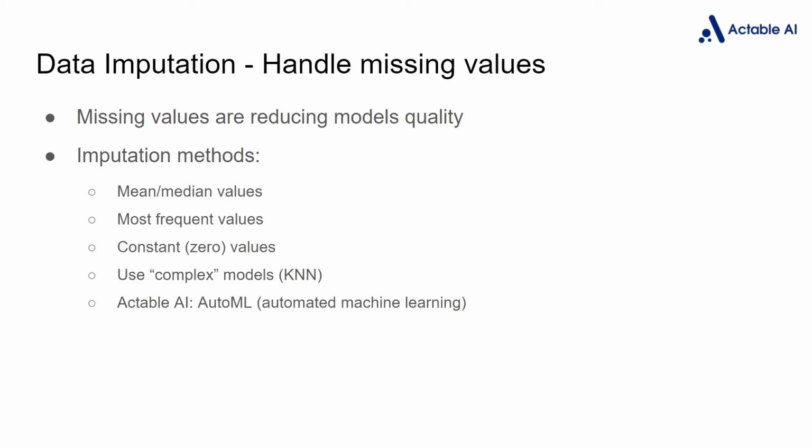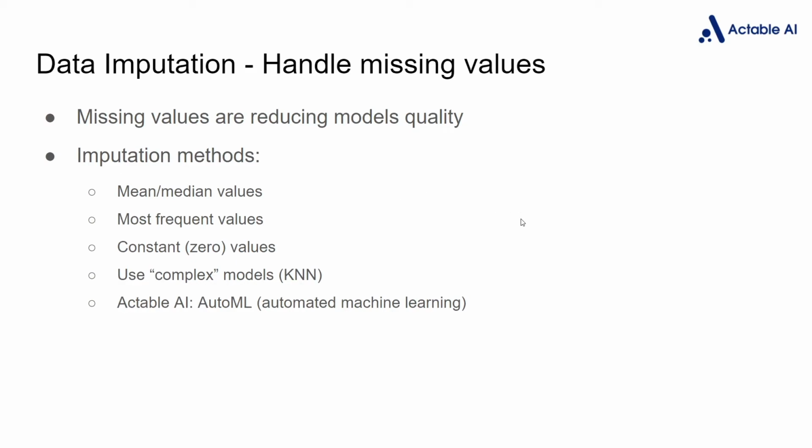Now let's talk about data imputation, and more precisely the missing values. You might have some missing values, which can be null values or something else in your datasets, and those can reduce your model quality. There are many ways to deal with those missing values. You can just remove them from your datasets, but sometimes you want to impute them. To impute them, you have different methods. For instance, you can replace those missing values by the mean or the median, or by the most frequent values, or by a constant, let's say 0, for instance.